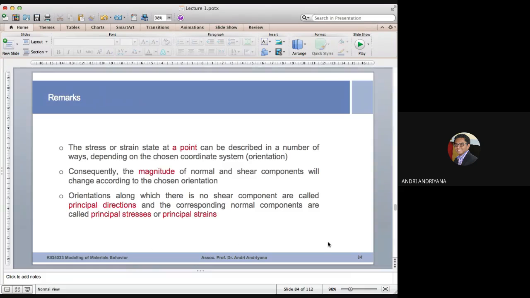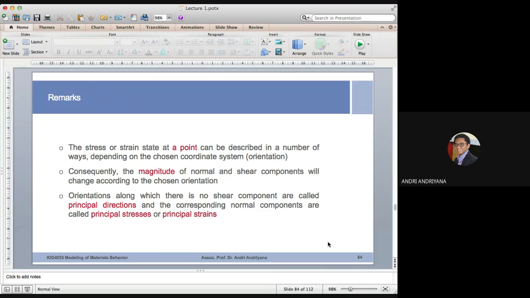Okay, now a few remarks here. Again, I repeat, the stress or strain state at a point can be described in a number of ways, which means that the components will be different depending on the choice of axes, the coordinate system. Consequently, the magnitude of the normal and shear components will change according to the chosen orientation. Obviously, if I choose certain coordinate systems, I will have 6 components of stress or strain. If I choose to express it with respect to other coordinate systems, I will have other 6 components of stress or other 6 components of strain. These 6 components will be different from the first ones because you choose different axes.